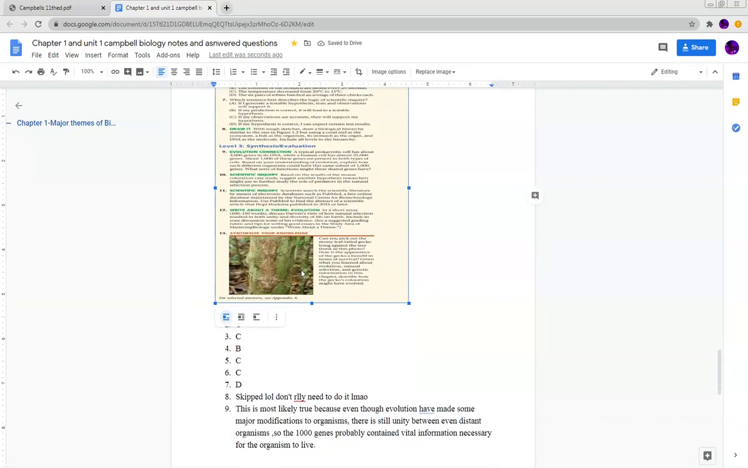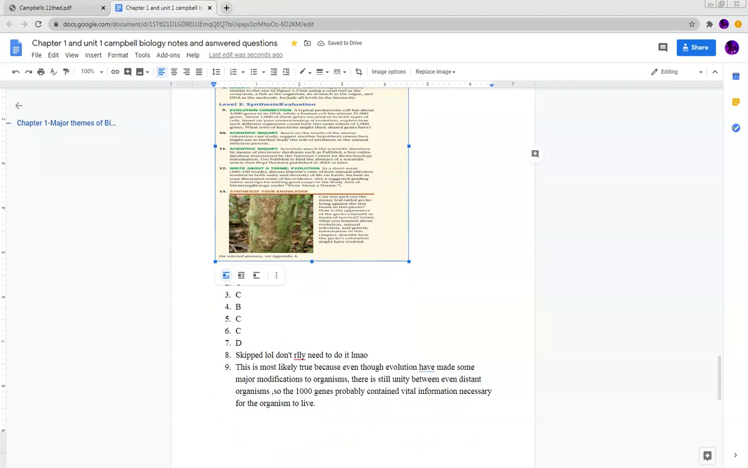So for nine, the explanation I put is that this is most likely true because even though evolution has made some major modifications to organisms, there still remains unity. I think the 1,000 genes would probably contain vital information necessary for organisms to live, genes that you must have in order to live.